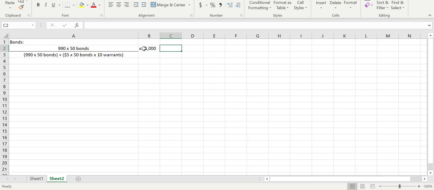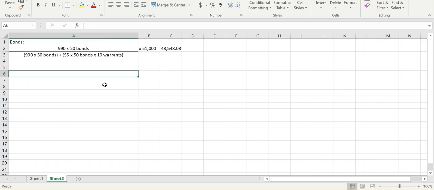So when we do out that allocation, that means $48,548.08 of the $51,000 selling price is going to be allocated to the bonds, which means that the bonds are actually selling for a discount because the face value of the bonds is $50,000. For the warrants, we can do the same type of thing. Again, a simple math would just be taking the $51,000 minus how much you're allocating to the bonds.